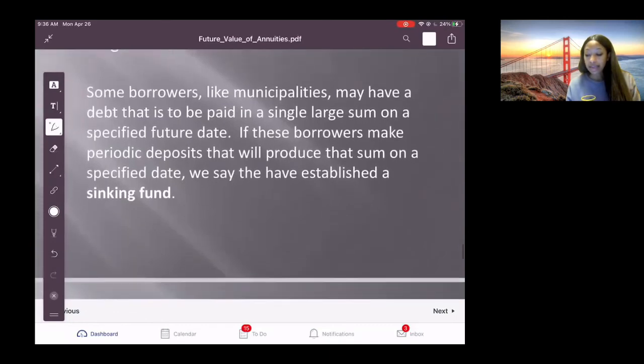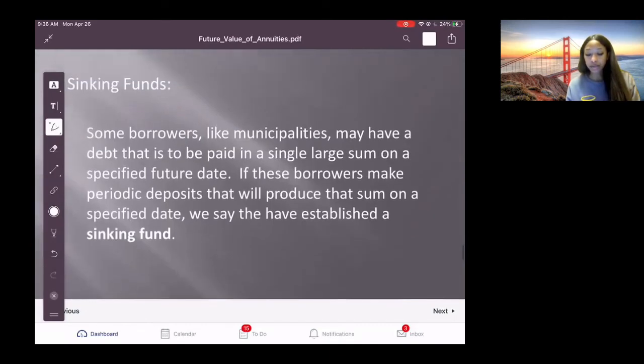All right. Last little topic we need to talk about, and this will be our last problem, is called a sinking fund. Some borrowers, like municipalities, so cities, may have a debt that is to be paid in a single large sum on a specific future date. So I borrow some money and it's like, okay, I'm going to owe you $10,000 in 5 years. But you're like, I don't want you to pay me over time. I just want my whole $10,000 in 5 years. Don't pay me $1,000 every 6 months. I want the whole lump sum altogether.